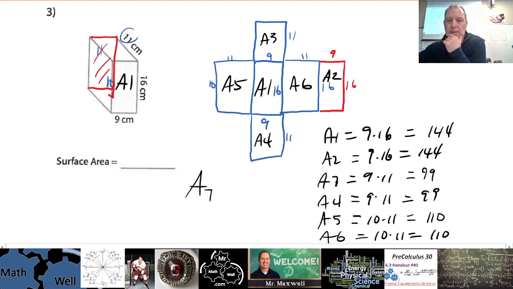So surface area total, and some people say SA for surface area. I like that too, because that's SA. In your textbooks, you'll see SA for surface area, so I love that too. You can do that as well.